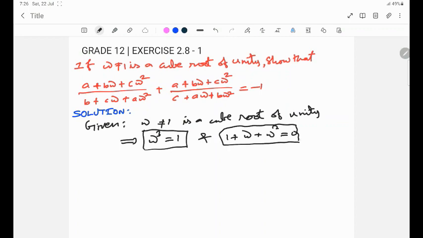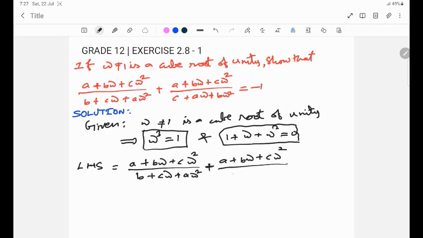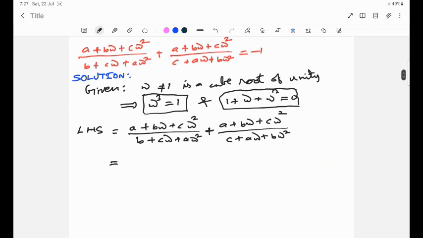See, I take the left side first. It is a very easy question only. a plus b omega plus c omega square, divided by b plus c omega plus a omega square, plus a plus b omega plus c omega square, divided by c plus a omega plus b omega square, which is equal to, how to do this question? See, it has to be done in the easiest way.